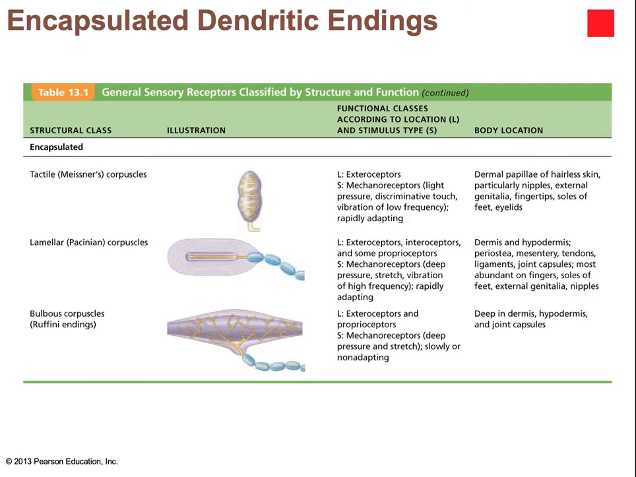Encapsulated dendritic endings have a connective tissue capsule around the nerve ending, and they're found in the skin and connective tissue. Tactile corpuscles are for discriminative touch, lamellar corpuscles for deep pressure and vibration, bulbous corpuscles for deep continuous pressure, muscle spindles for muscle stretch, tendon organs for stretching tendons, and joint receptors for joint position and movement.